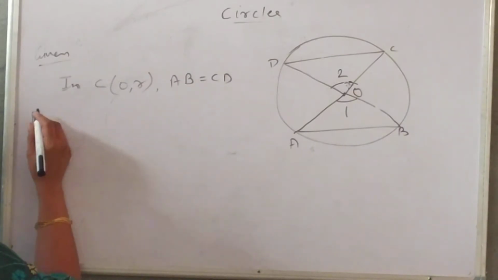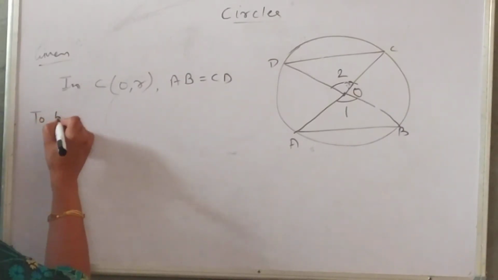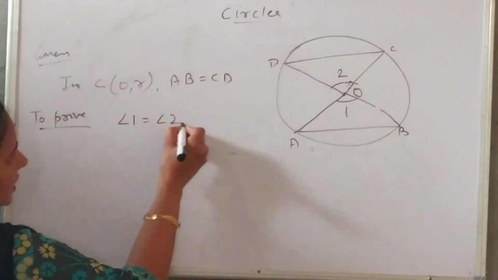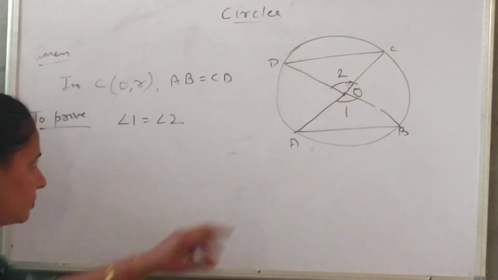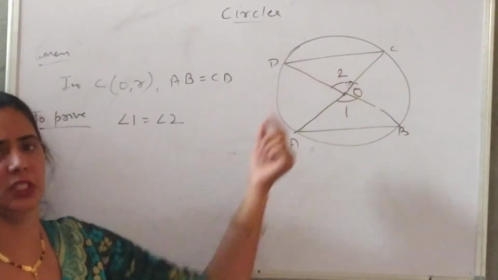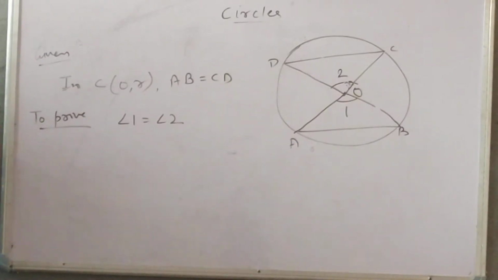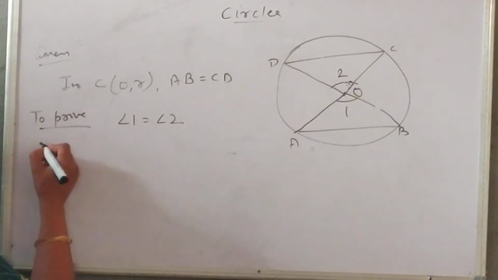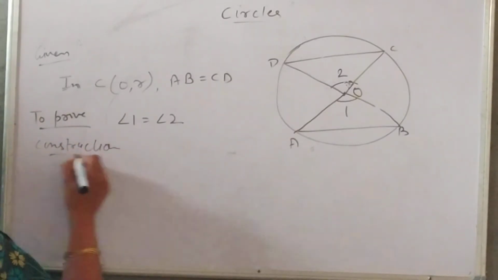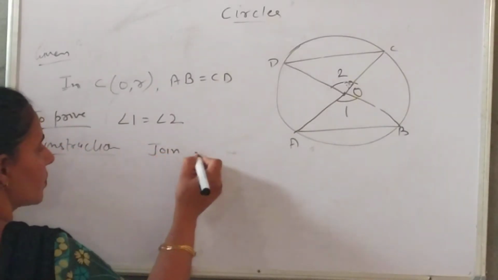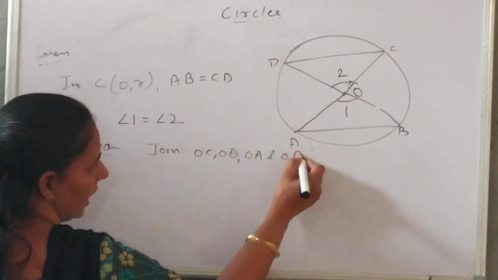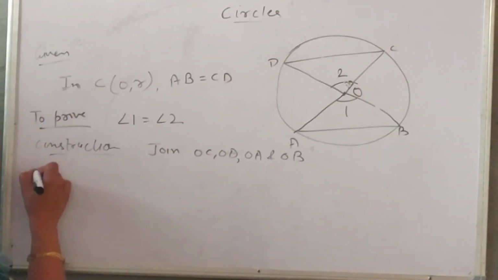And to prove, you have to prove angle 1 is equal to angle 2. ये प्रूव करना है AB और CD equal आर्क्स जो एंगल सबटेंड किए एंगल 1 and 2 these are equal. So to prove angle 1 is equal to angle 2. Construction. Join OC, OD, OA and OB. Now proof.